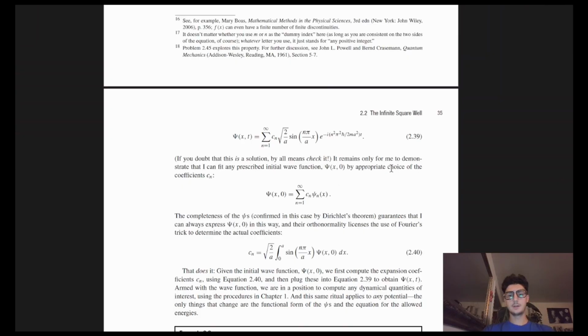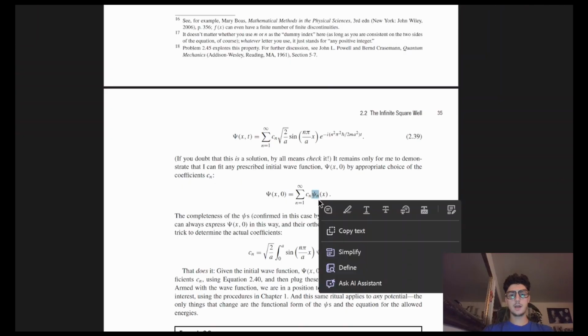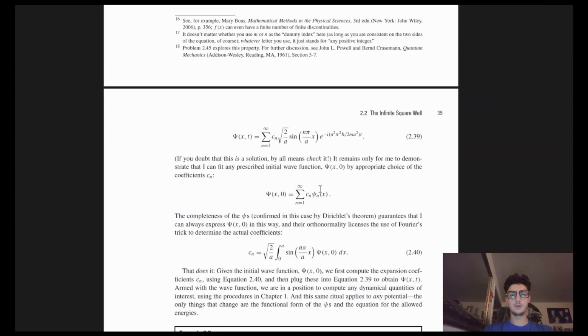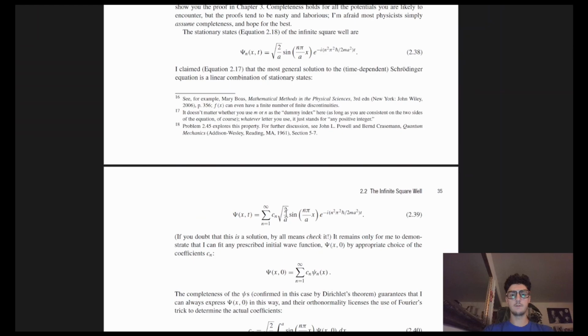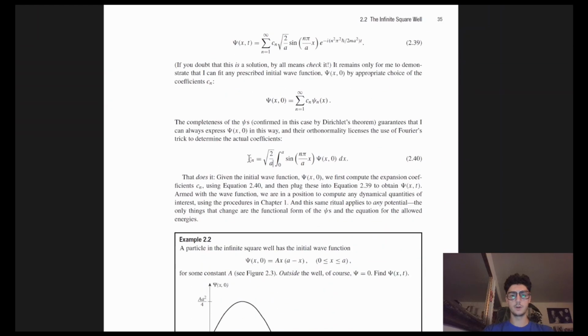It remains only for me to demonstrate that I can fit any prescribed initial wave function psi of x, 0 by appropriate choice of the coefficients Cn. So this is very important here. Psi of x comma 0 is some initial wave function at time equals 0, and you can create it by psi subscript n, which is the stationary states of the square well which we found, multiplied by these coefficients. And these coefficients, again, you find using this way, except you just replace this f with your original wave function psi, which is shown over here.